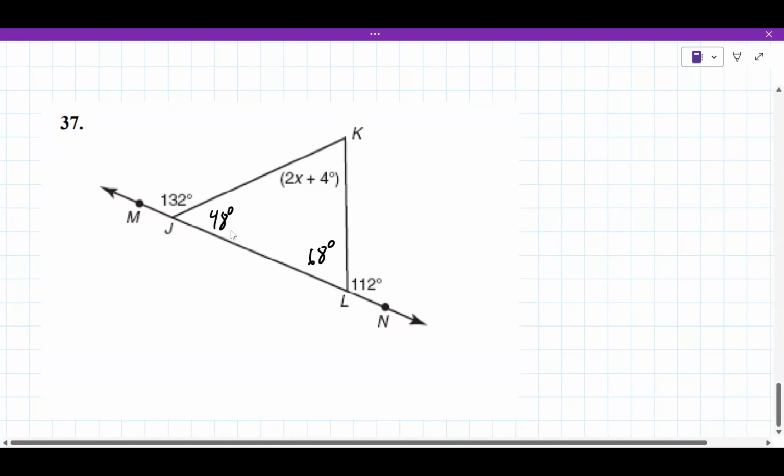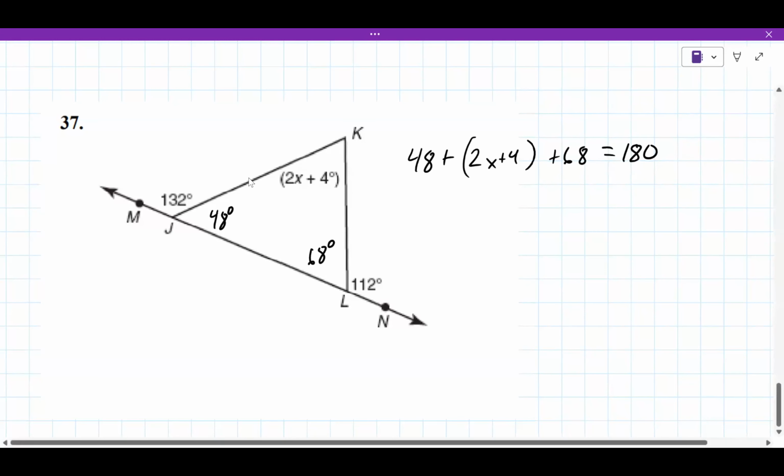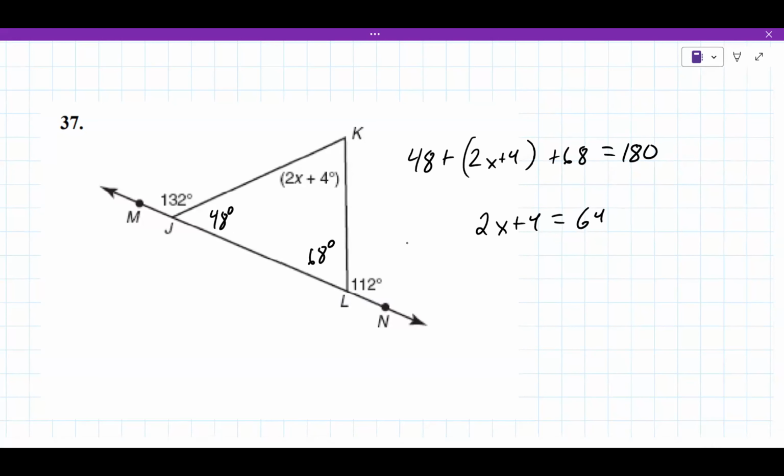180. So a little bit more work here, but you have to write 48 plus 2x plus 4 plus 68 equals 180. Which would mean that the 2x plus 4 would be 64 in this case, because 48 plus 68 minus 180. I like where you're going with that, and that does work. That's a nice shortcut.